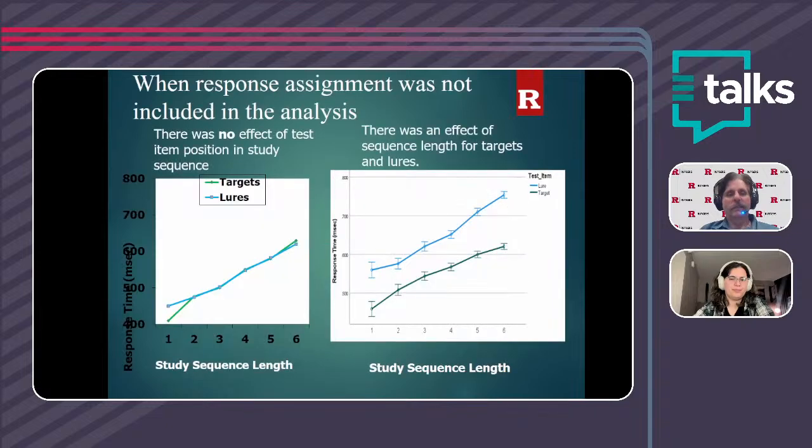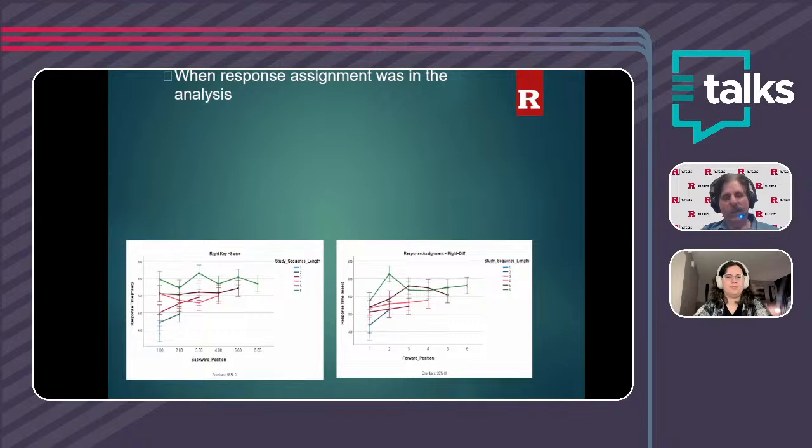I basically replicate his results when you do the same analysis that he does, which is that if you don't look at response assignment in the analysis, then you have no effect of the position of the test item in the study sequence. However, then I did my analysis. I included response assignment in the analysis.